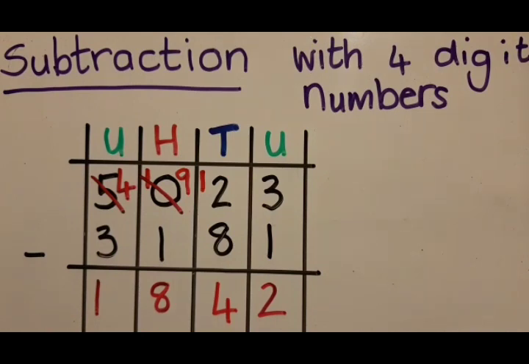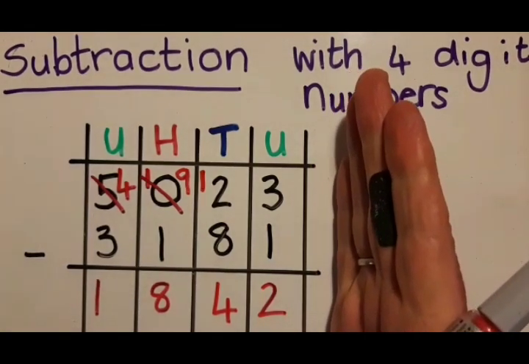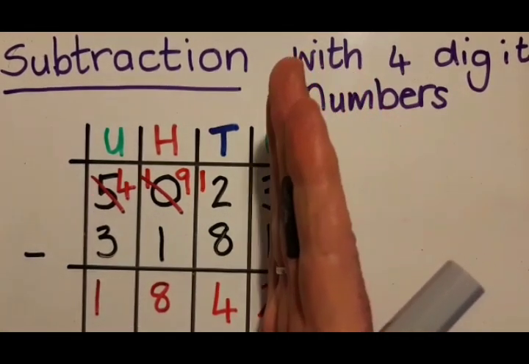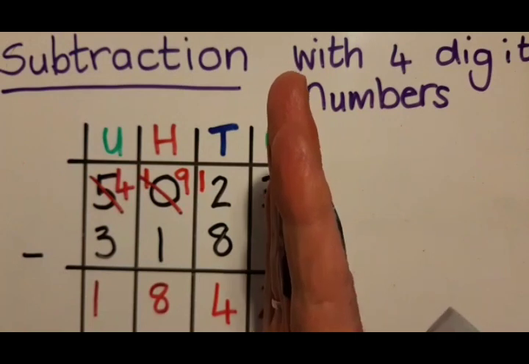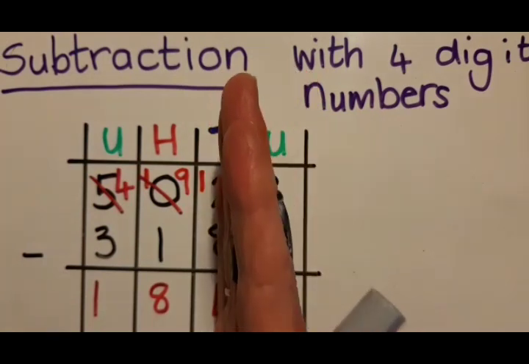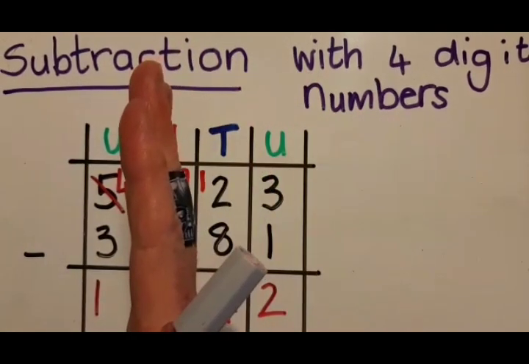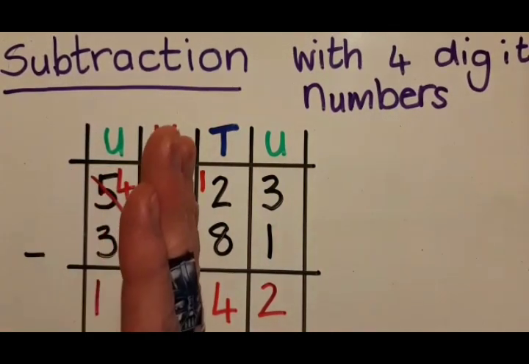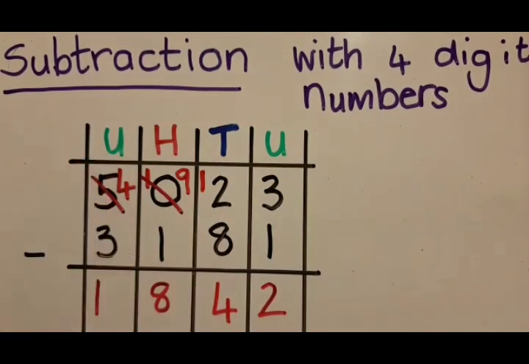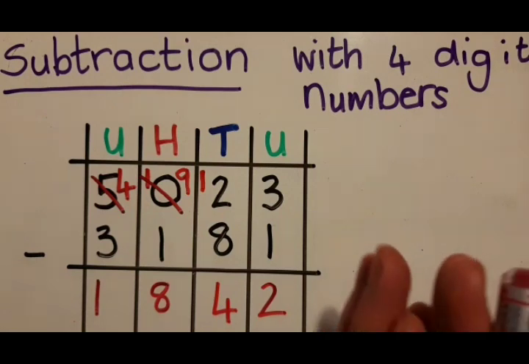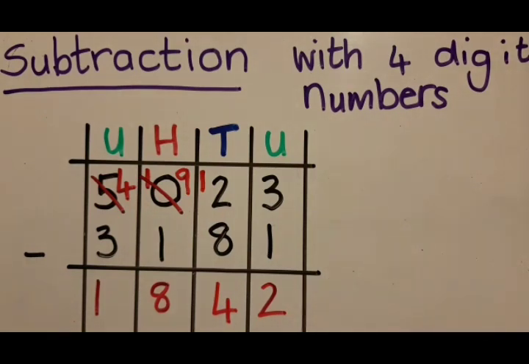It is the same principle as we used for subtracting 2 digits and 3 digits. We start on the right hand side and you move systematically. Once you've finished the units column, you move to the tens column. Once you finish the tens column, you move to the hundreds column. Once you finish the hundreds column, you move to the thousands column. So there is a systematic approach to subtracting in lines and columns like this.